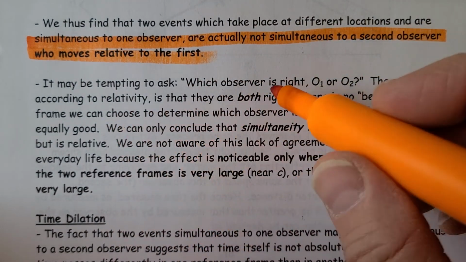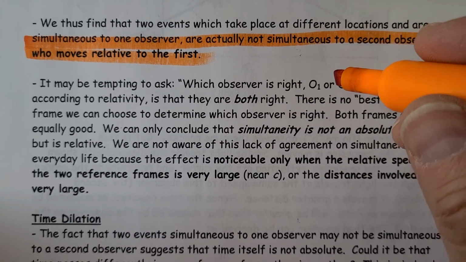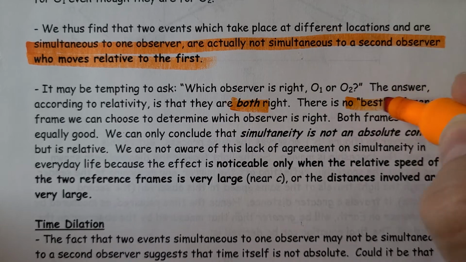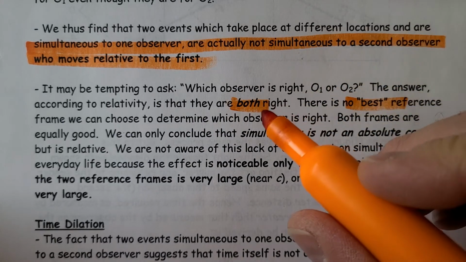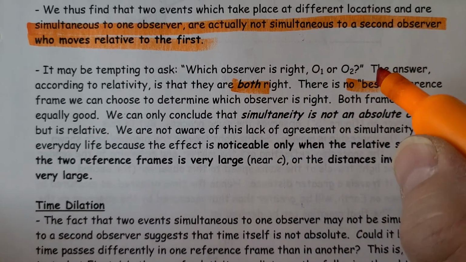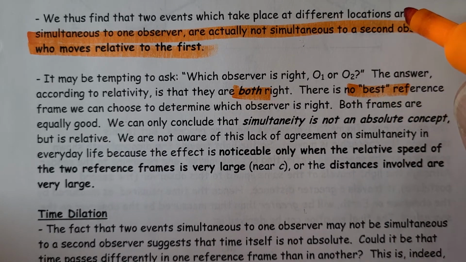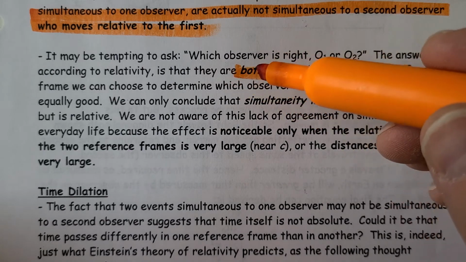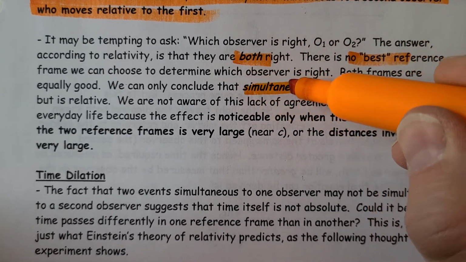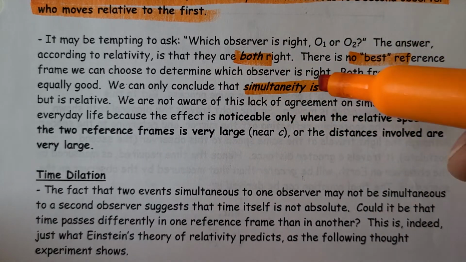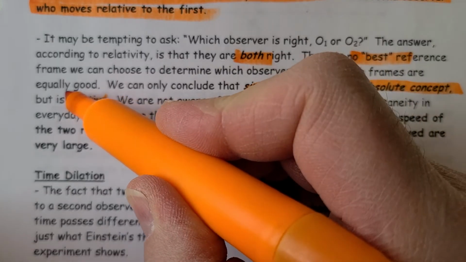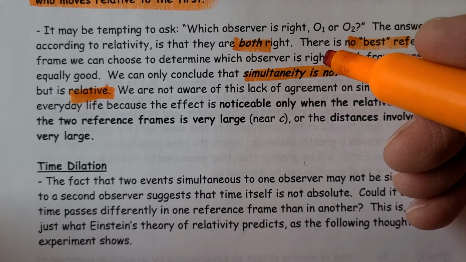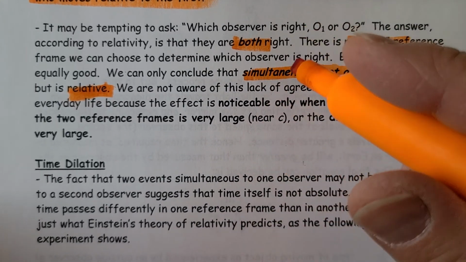It may be tempting to ask which observer is right, O1 or O2, and the answer is they're both right. There is no best reference frame, because one is not moving and the other is moving at constant velocity. They're both equally valid. Both frames of reference are equally good. We therefore conclude that simultaneity is not an absolute concept but is relative. It depends on how you are moving. You may agree on whether two events happen at the same time, or you may not.